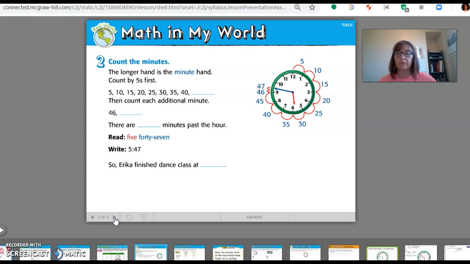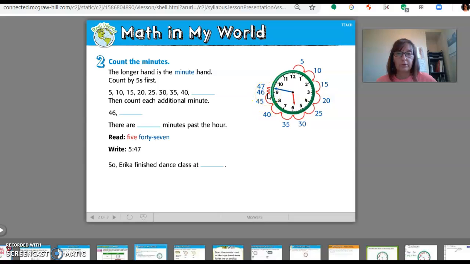On example number 1, it says to count the minutes. So now we're going to be paying attention to that blue minute hand. It's always the longer hand on a clock, even if it's not blue. The longer hand is the minute hand. We'll count by 5s first. So we start at the o'clock, which is 12, and when we move to the 1, we say 5. 5, 10, 15, 20, 25, 30, 35, 40, 45.